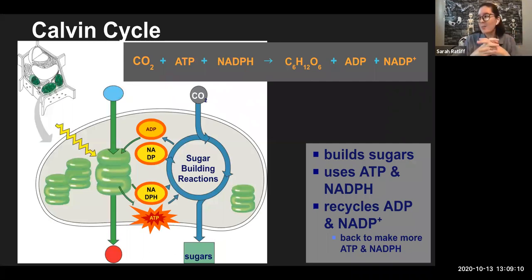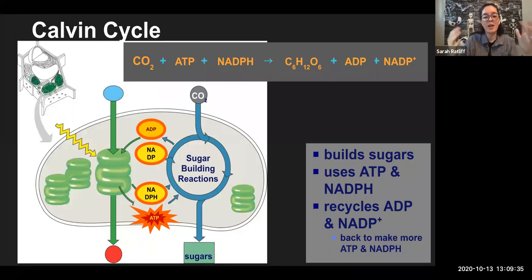The reactants and products of this: CO2, atmospheric carbon dioxide, is going to go in, along with that ATP and NADPH we produce in our light reaction. Those three things are going to react with each other to produce sugar or glucose, ADP, and NADP+. Remember that ADP and NADP+ are going to turn into reactants for our light reaction.